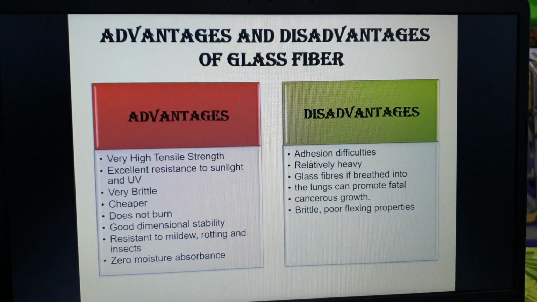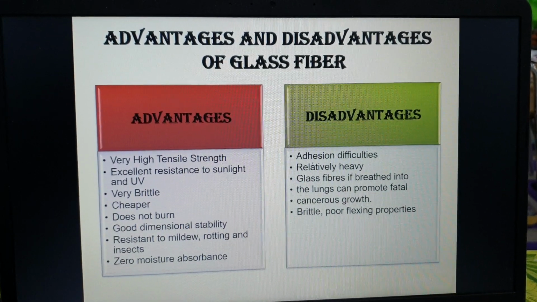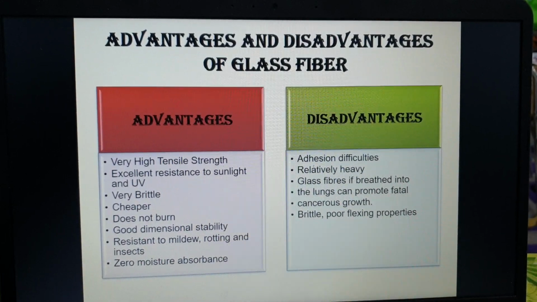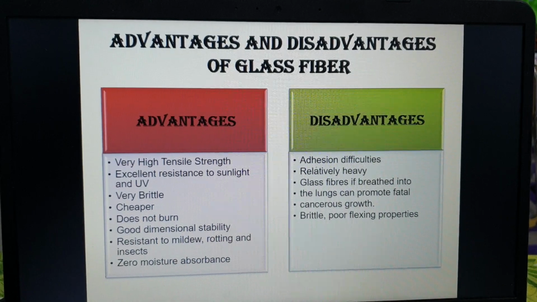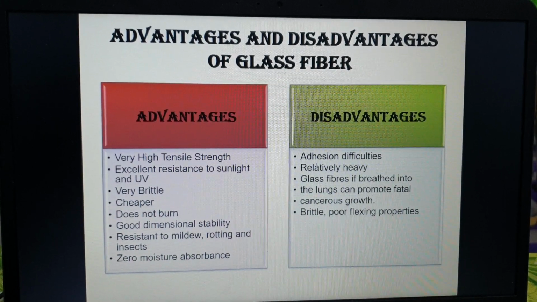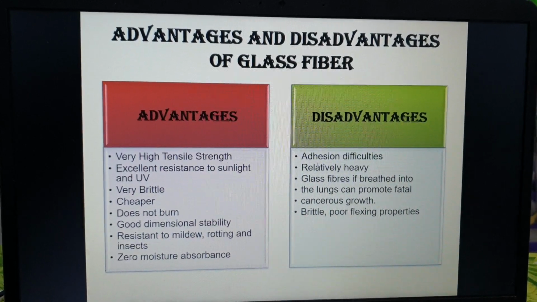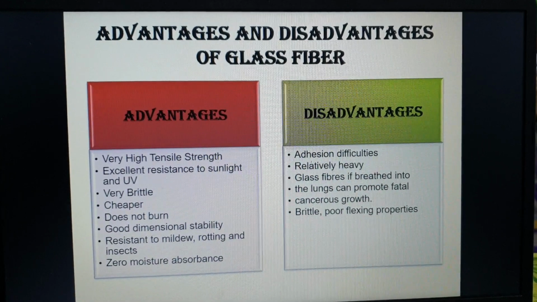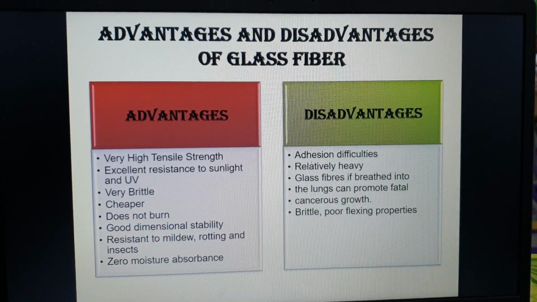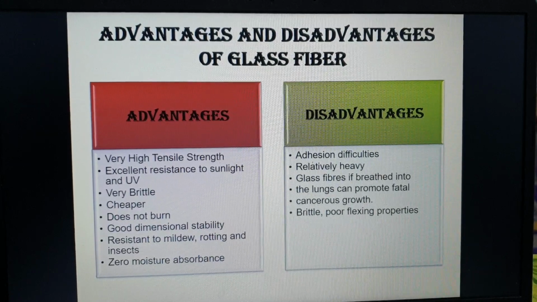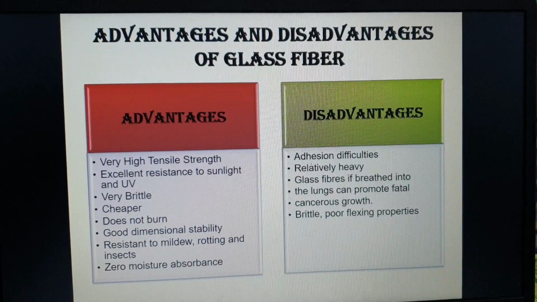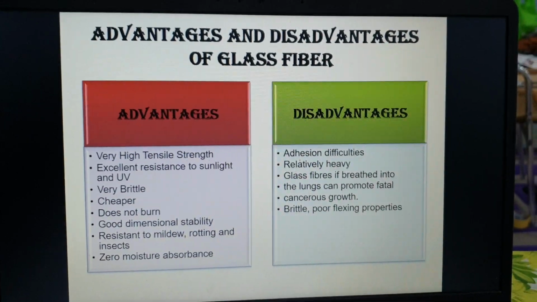Right, now we are looking at the advantages and disadvantages of glass fiber. For advantages: very high tensile strength, excellent resistance to sunlight, cheaper, does not burn, good dimensional stability, resistant to mildew, rotting and insects, zero moisture absorbance. The disadvantages are adhesion difficulties, relatively heavy. Glass fiber, if breathed into the lungs, can promote fatal cancerous growth. Brittle, poor flexing properties.